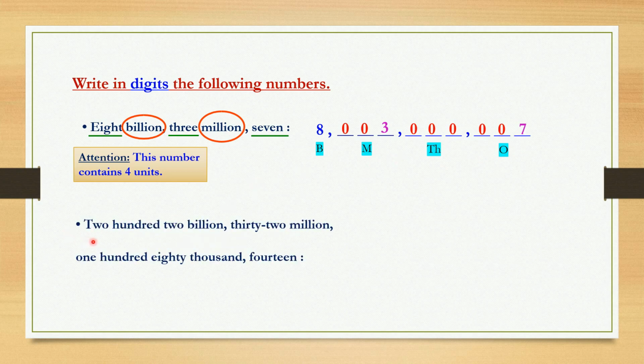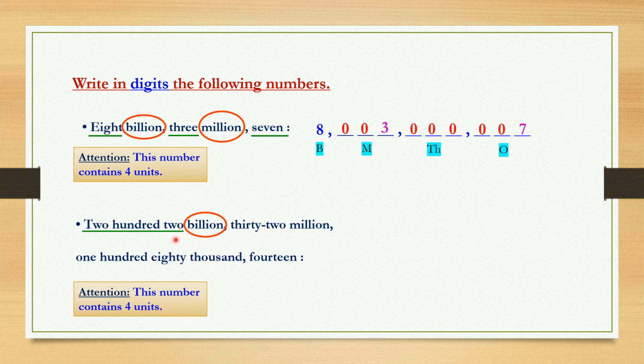Now let's do this last example. 202,32,180,014. So same steps to follow. What is the greatest unit here? It's the billions. So this number contains 4 units. In the billions unit, we have 202. So first we write 202, then a comma. After the billions unit, we have 3 more units to fill. So 3 dashes, comma, 3 dashes, comma, 3 dashes.